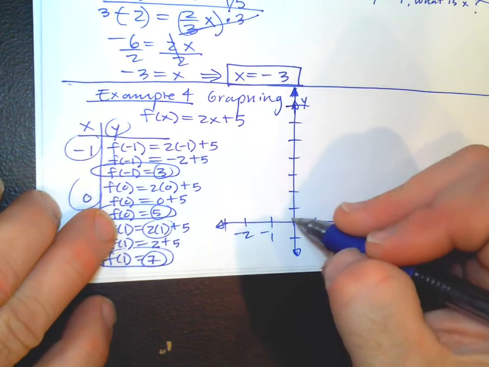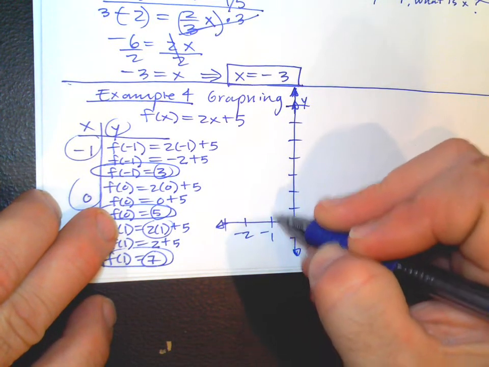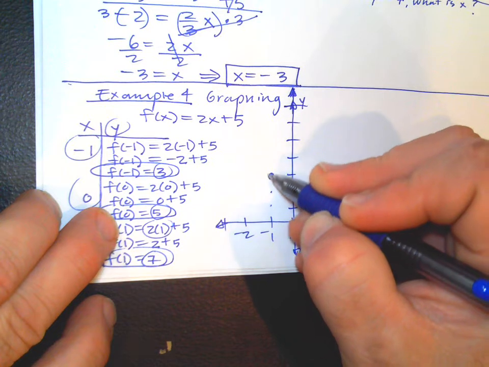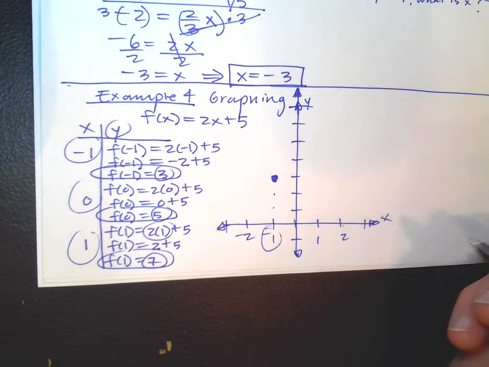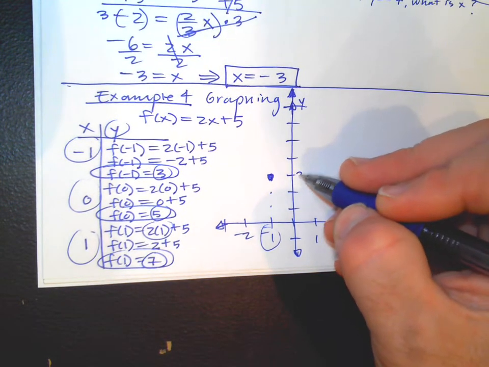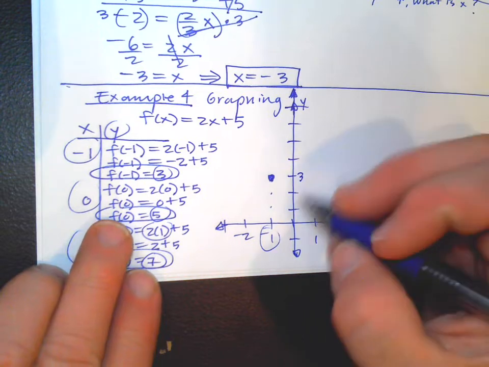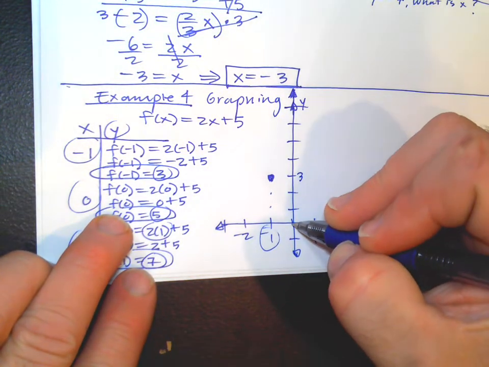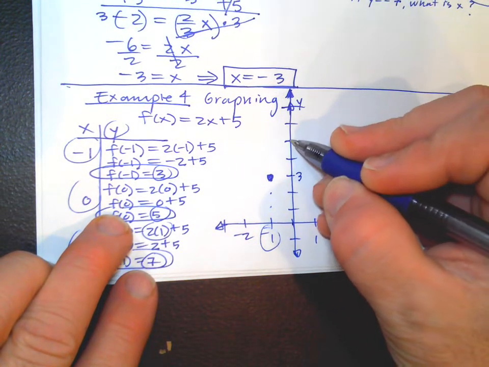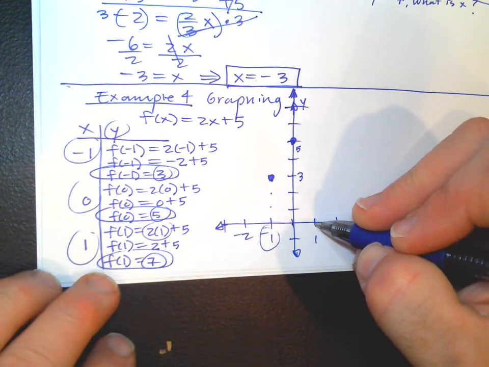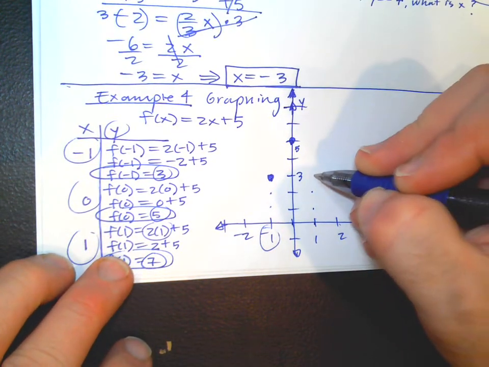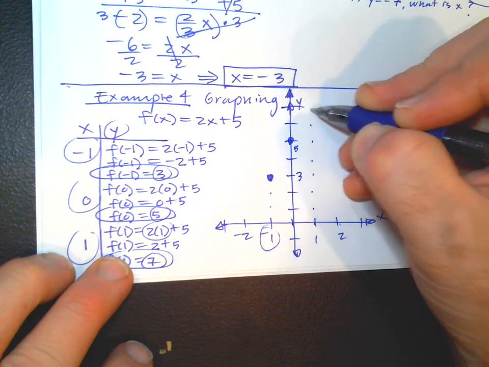So -1 to the left, up 1, 2, 3. So when you graph the x first, you go left to right, negatives to the left, line it up with -1 on the x-axis, and then go up to 3 on the y-axis. And 0, 5, don't go left to right, up 1, 2, 3, 4, 5. Right, the y value is 5. And then 1, up 7. 1, 2, 3, 4, 5, 6, 7.